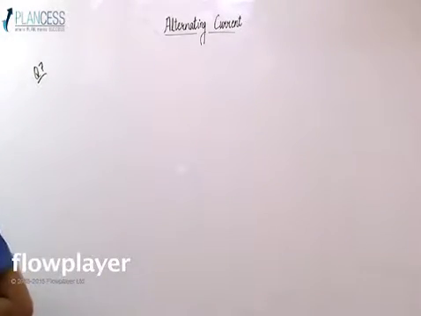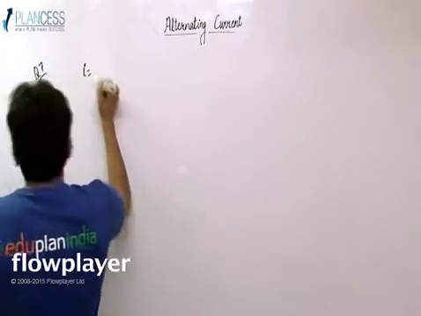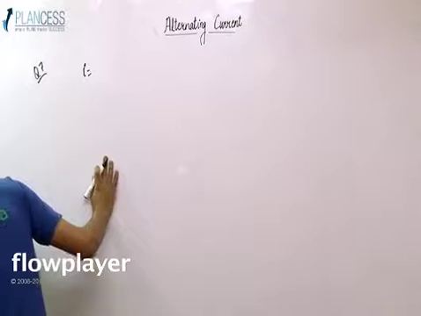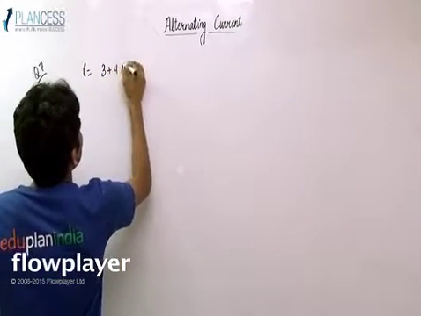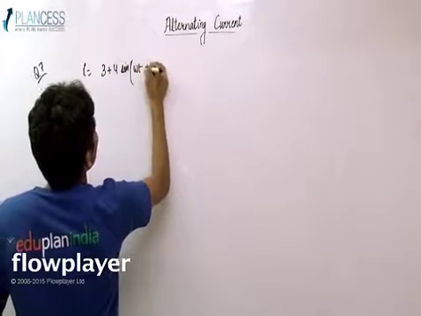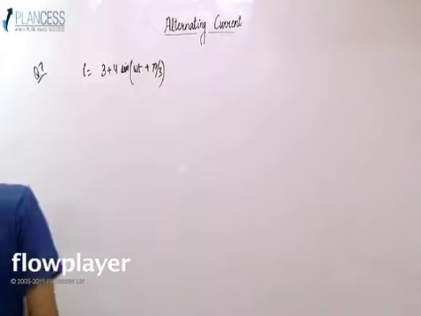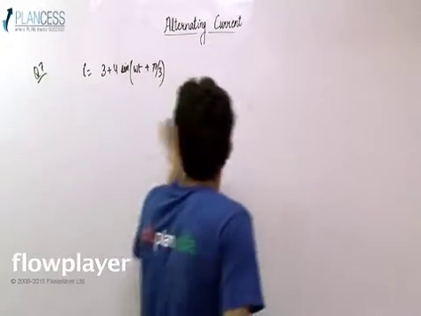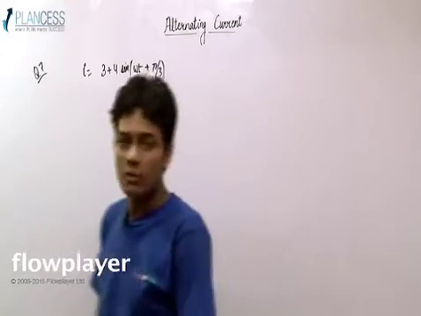So the first question is, you have to calculate the RMS value of current again, wherein current is given to be 3 plus 4 sine omega t plus pi by 3. You have to calculate the RMS value of this quantity.